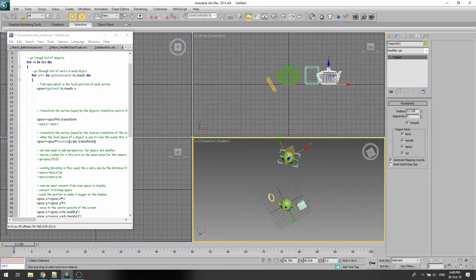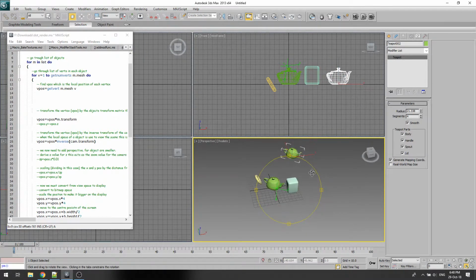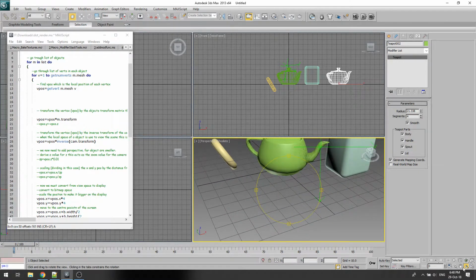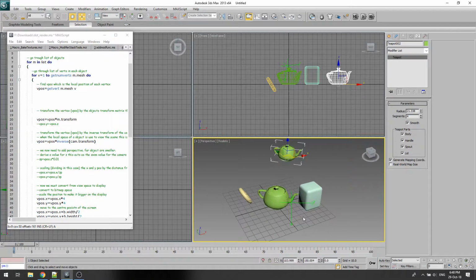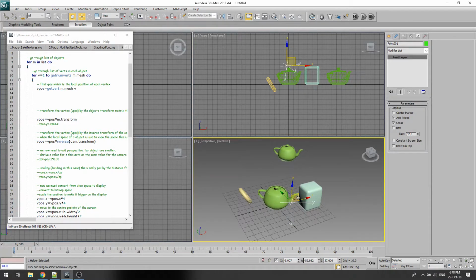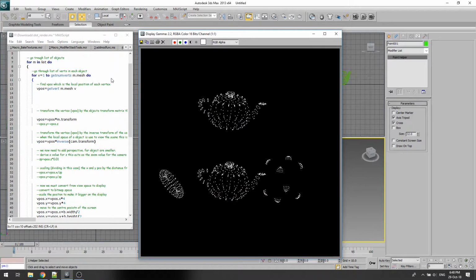And again, I'm just going to move it even further back. Let's make sure that it's in view, and render it again. So you can see these two teapots are the same size, so there is no perspective. So how can we synthesize or simulate the perspective into our projection?